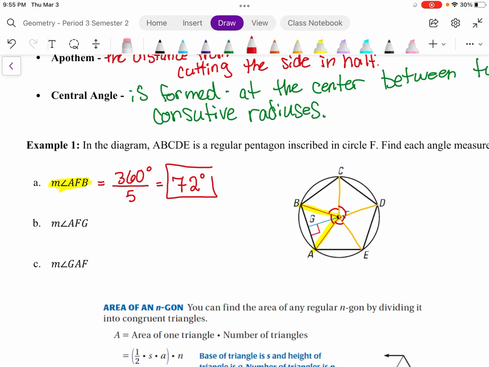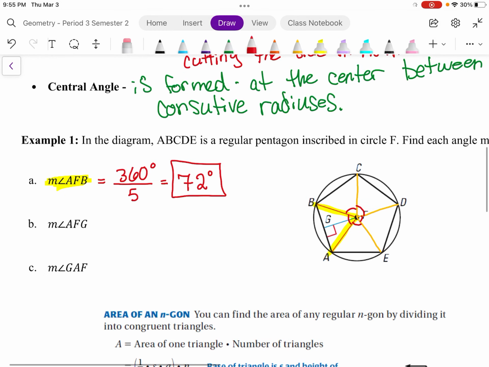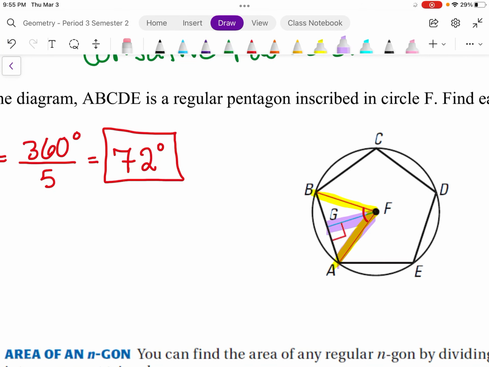And when we do that, we will find that this angle is equal to 72 degrees. Our next example, they want us to find the measure of angle AFG. And the measure of angle AFG is going to be half the angle measurement of the central angle.